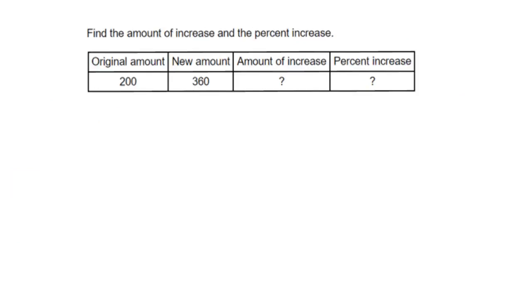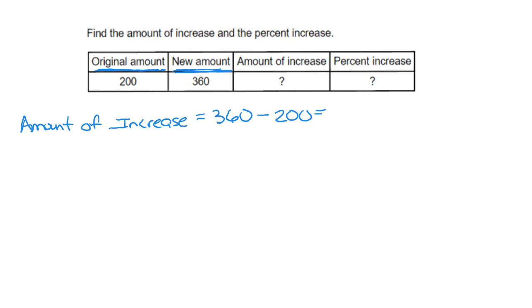Find the amount of increase and the percent increase. So they gave us two items. They gave us the original amount and they gave us a new amount. So the first thing we want to go do is find the amount of increase. So in this case here, our new amount is 360. So we're going to take 360, the new amount, subtract the original amount, and that will give you 160. That is the amount of increase.